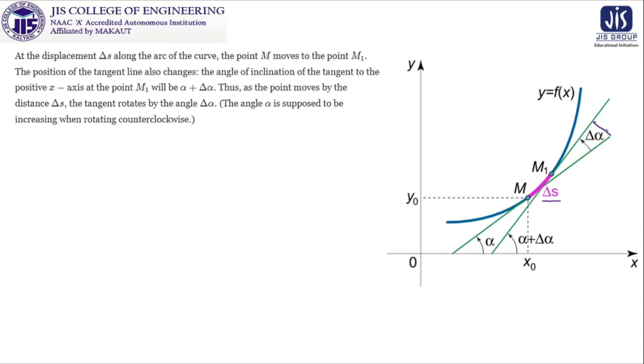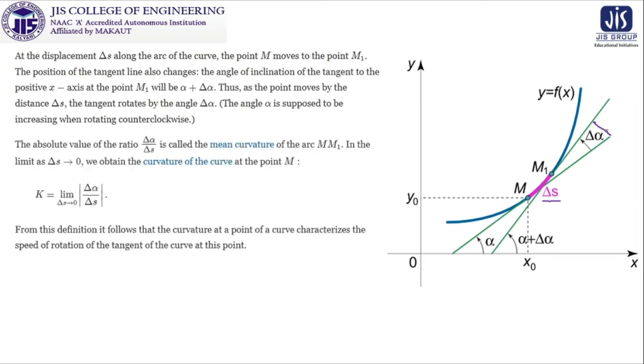The angle alpha is supposed to be increasing when rotating counterclockwise. Now what we get, the absolute value of this ratio, that means delta alpha by delta s, the change in alpha and the change in s, is called the mean curvature of the arc M M1. But we need the curvature at a fixed point M.